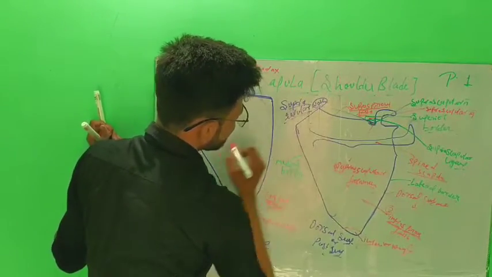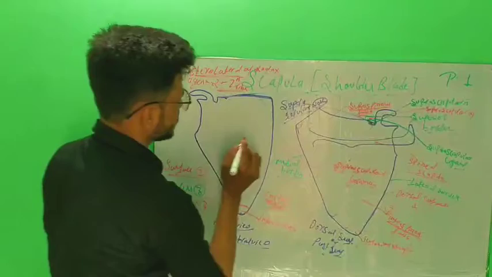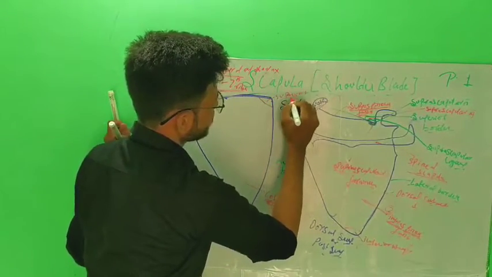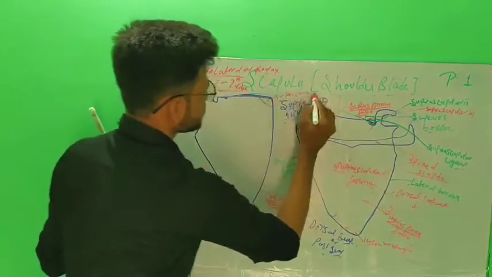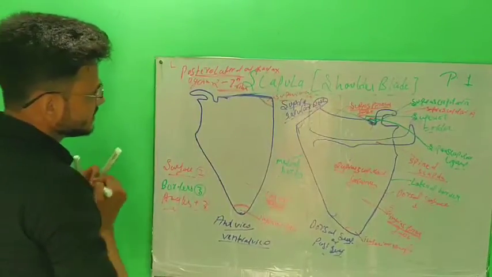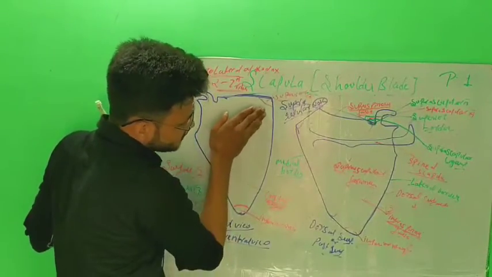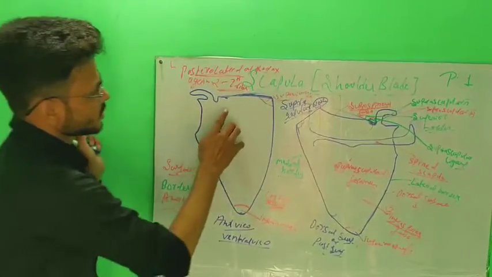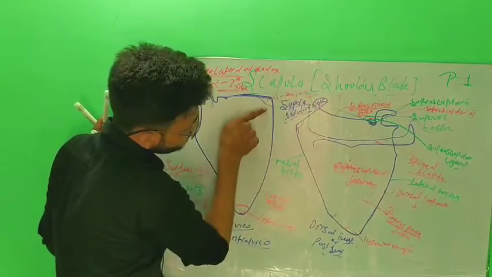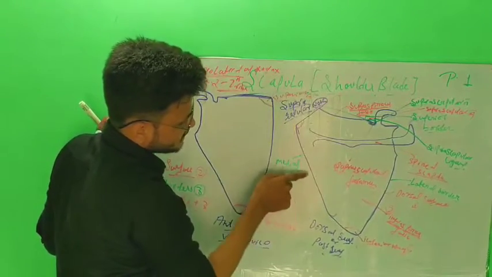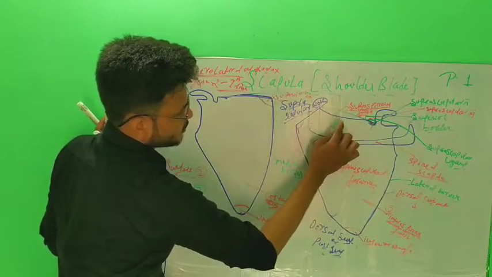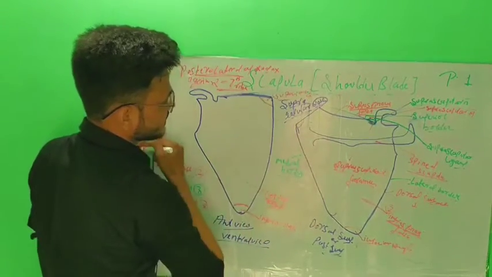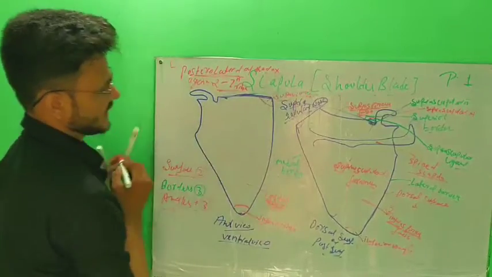This is our superior angle. This superior angle is formed by the communicating of the medial border and the superior border. This is the medial border and this is the superior border. These borders are attached to each other and form an angle. This angle is called the superior angle.